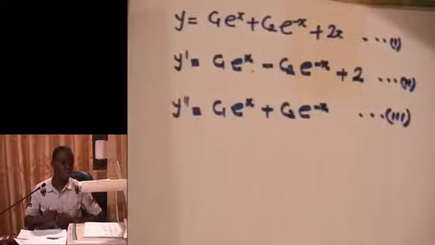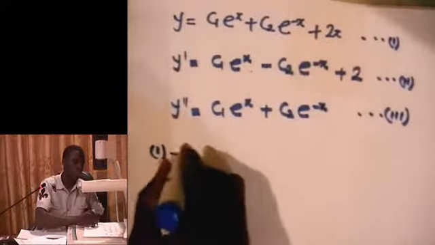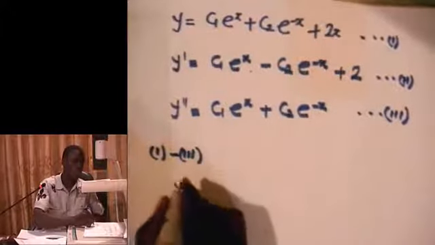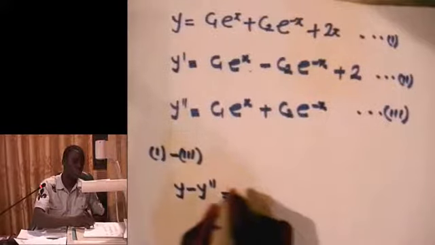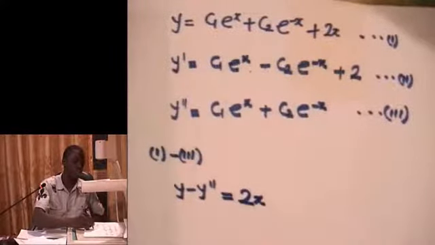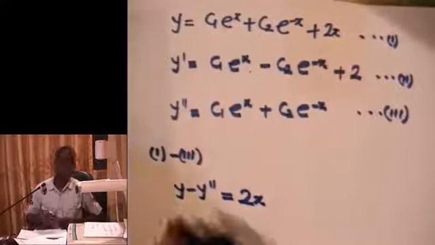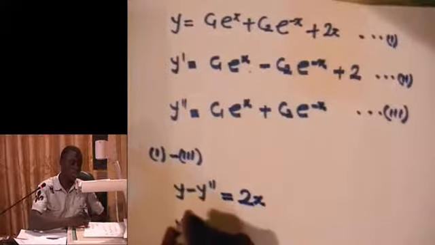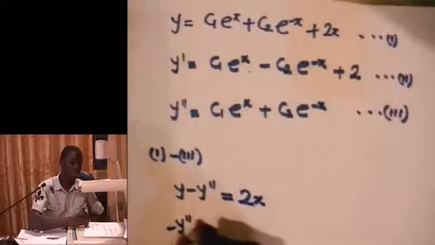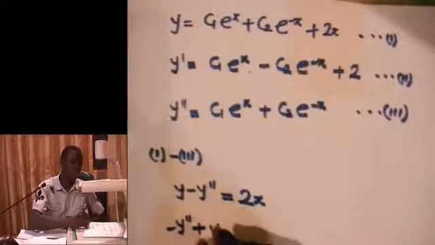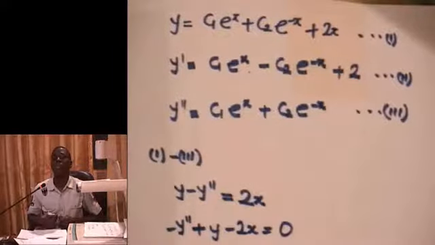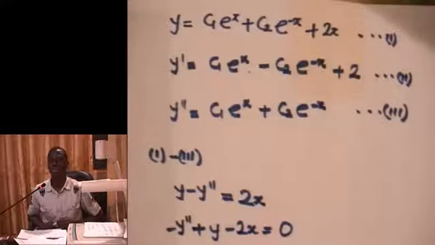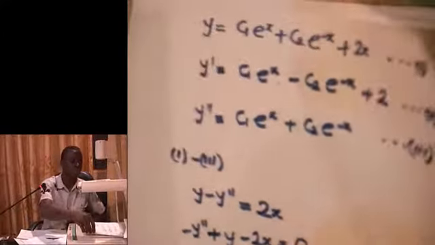Let's try it. Equation 1 minus equation 3, we have y minus y'' equals 2x, and here we are, minus y'' plus y minus 2x equals 0. We have arrived at our differential equation. It looks very simple. I hope it's well understood.